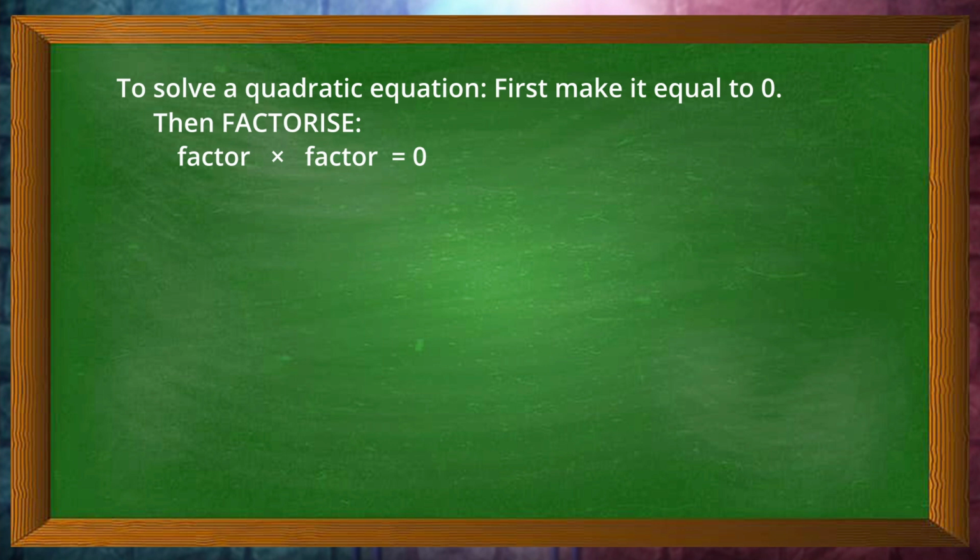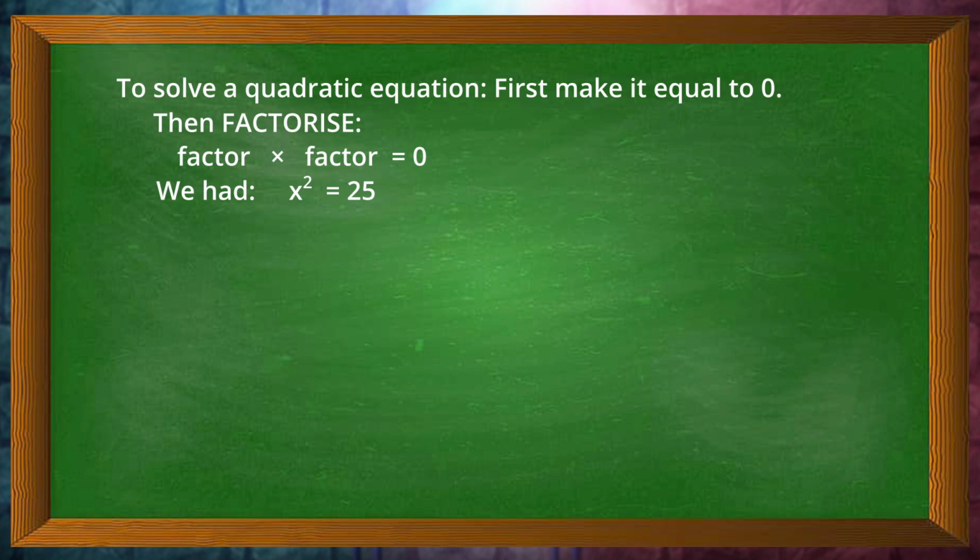Rearrange the equation so that all the terms are on the left side and the right side is equal to 0. Then factorize the left side so that you can apply the method we have just seen.